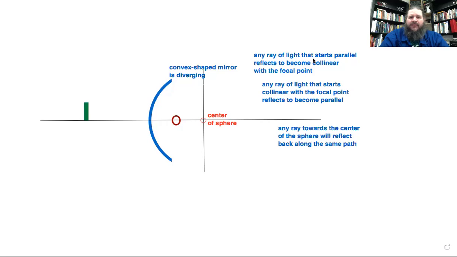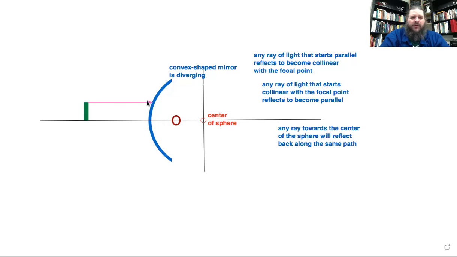A ray of light that starts parallel and reflects to become collinear with the focal point. So from the object, specifically the top of the object, we could draw a ray of light from the object that starts parallel to the optical axis. It's going to hit the mirror and reflect off in what sort of predictable way? If it starts parallel, then it's going to reflect to become what? It's going to go through the focus. Yeah, or become collinear with the focal point.